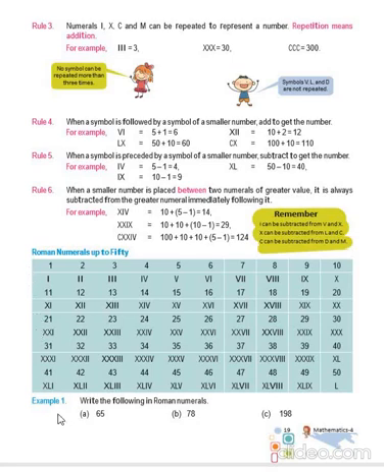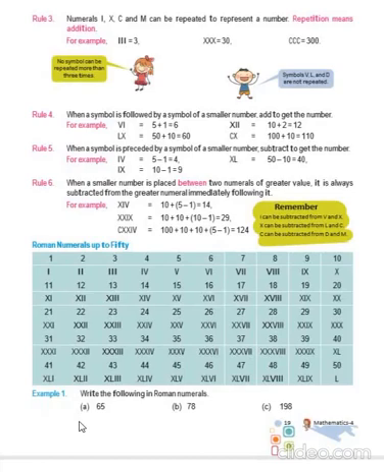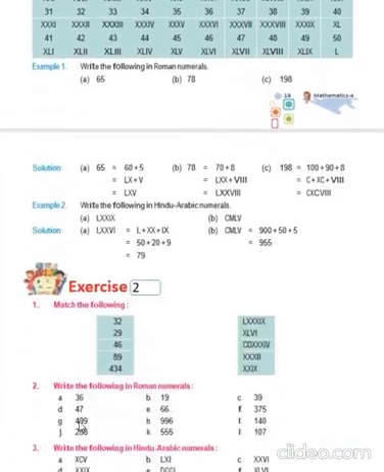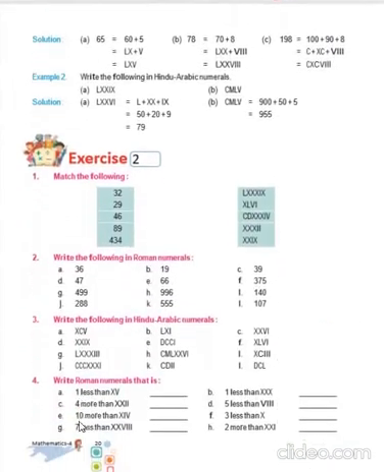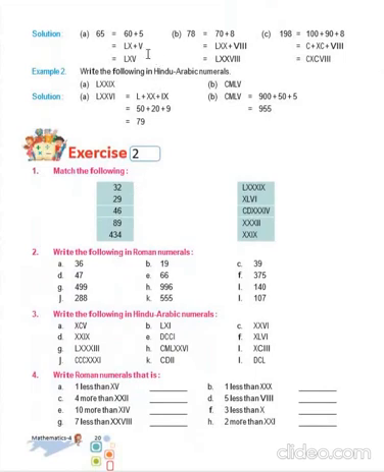Now come to example 1. Here you have to write the following in Roman numerals. A, 65. So how can you write 65? It will be 60 plus 5. 60 will be LX and 5 will be V. So it will be LXV.